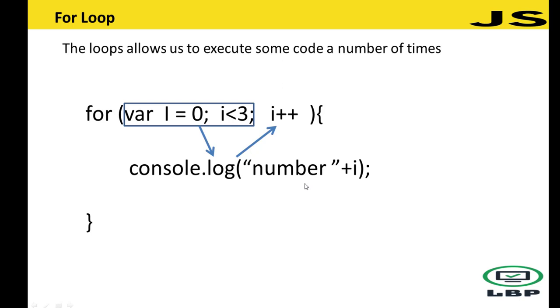Now I will go back from I++ again. I++ now makes I equal to 3. I will check the condition: 3 is less than 3? No, and then I will stop. I will not execute console.log with number plus 3. Okay? So this is the logic. Just repeat the video. But now I will show you an example and you will understand.